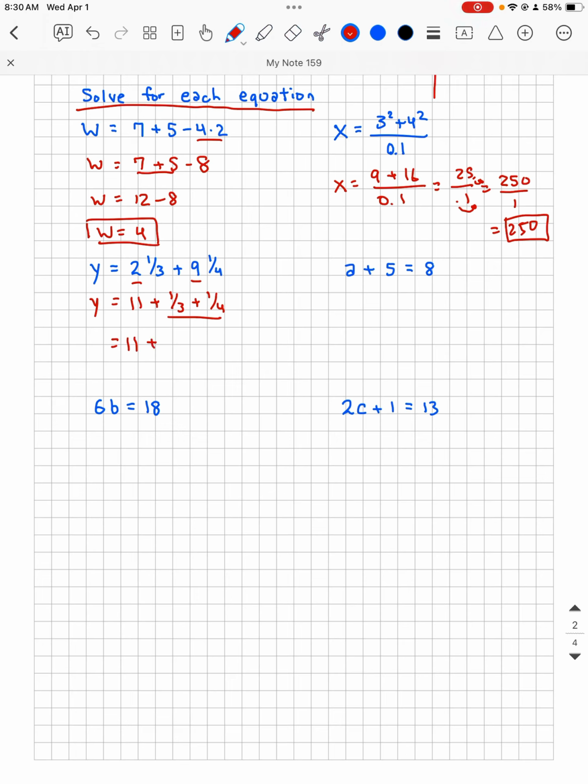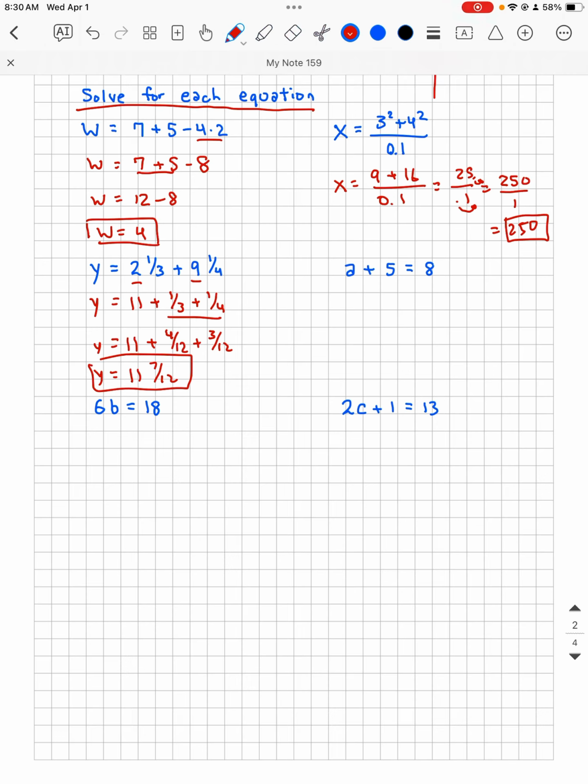So 1/3, we can change that to 4 over 12, whereas the 1/4, we can change that to 3 over 12. And now that the common denominators are the same, we can add them together. So your final answer is y is equal to 11 7/12 then.